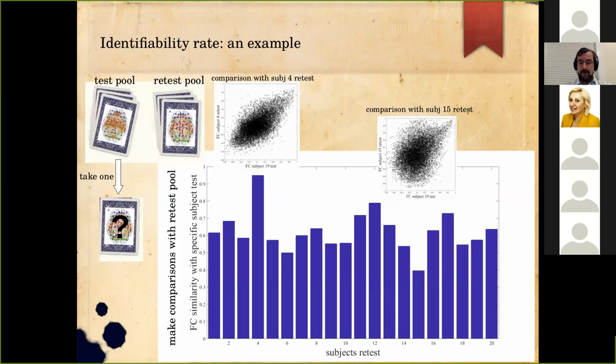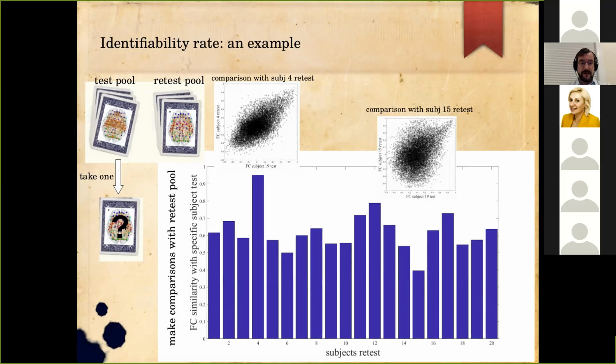Imagine I give you one functional connectome, and we're playing this game with a small cohort, to simplify the game. You take one subject, and I ask you to figure out who this subject is. It can be subject 1, subject 2, all the way to subject 20. You compare one at a time the functional connectome with the functional connectomes of the retest pool, or day 2, as you wish to call it. What we do is simply the Pearson correlation coefficient of the entire connectivity profile.